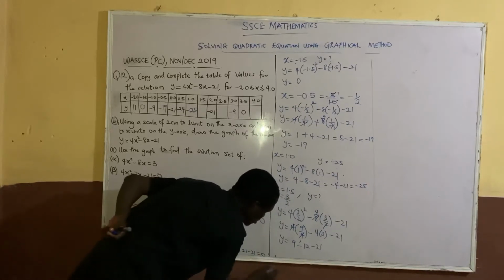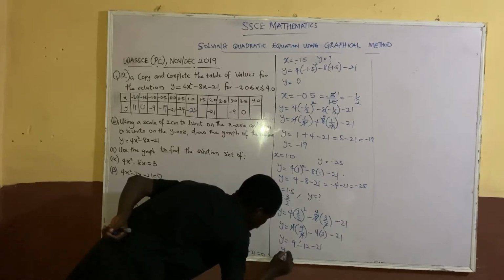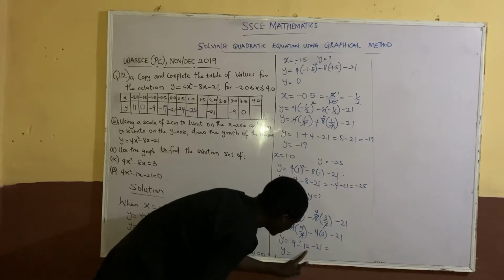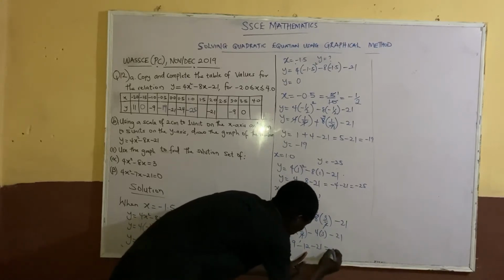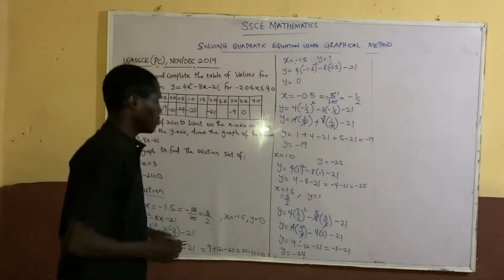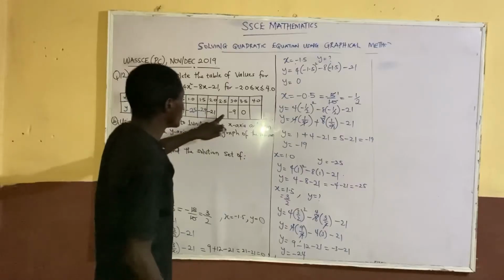So what do we have here? 9 minus 12 minus 21. So y is equal to what? Now let's do this. 9 minus 12, we are going to have minus 3. Minus 3 minus 21 is going to give you minus 24. So this place is minus 24.